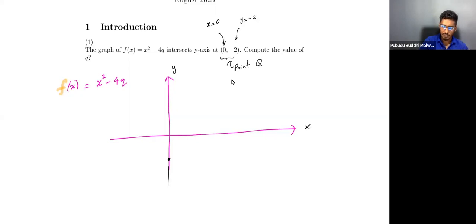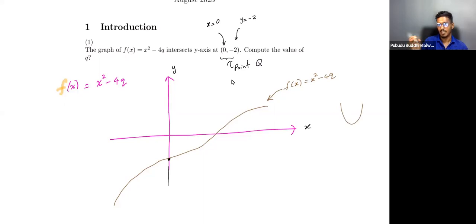Now this function intersects the y-axis at that point. So just a random curve like this. This is f of x. But actually the actual shape should be a parabola like this. But we don't need that information here to solve this problem. So this point, that is (0, -2). Right? So we want to compute q.